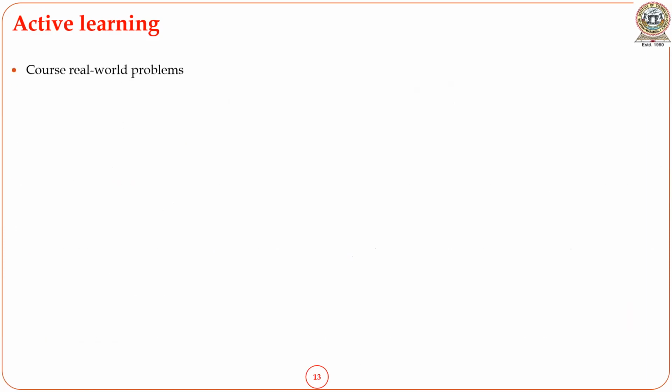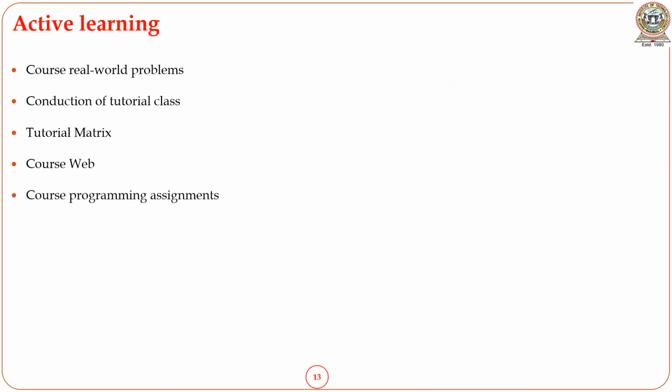And in active learning, we are going to discuss real world problems and conduct tutorial classes, with a tutorial matrix, which consists of the different courses and the students who have to solve the problems and submit the tutorial sheet. And the course web page, we are very familiar with it, is now becoming the life of your course. All the contents will be on the course web page.